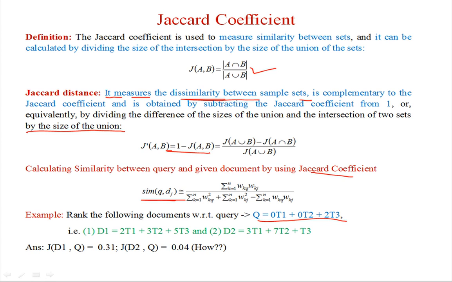So first for document D1, we will calculate the score of this query with respect to document D1, and then calculate the score of the query with respect to document D2. So it is very simple. Just check the union. Out of 5 T3, only 2 T3 match from here, and from document D2 only one term T3 is present compared to two terms T3.